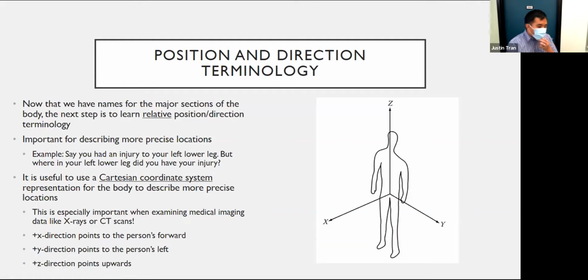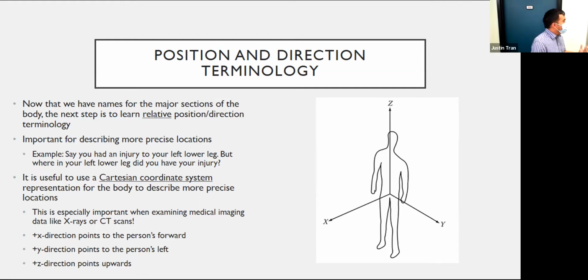Okay. And so those are the sections of the body, right? So that's the first thing to go over. But the next part is going to be terminology for position and direction within those body segments. This is important because breaking up the body into those different sections is a good first step, but a lot of times you want to refer to specific locations within that section. As an example, let's say you have an injury in your left lower leg, but that could be anywhere from your knee all the way down to your ankle, right? So you want to make sure that you have more terminology to refer to which parts of the left lower leg you're talking about, okay?